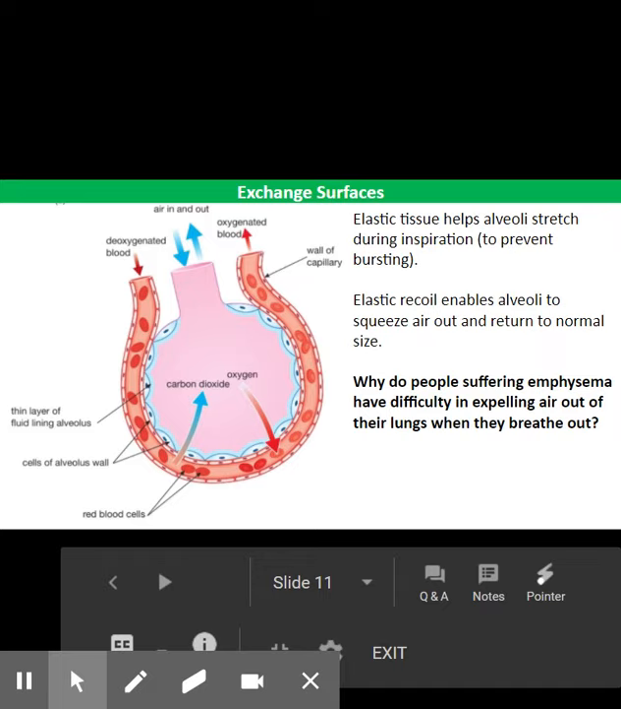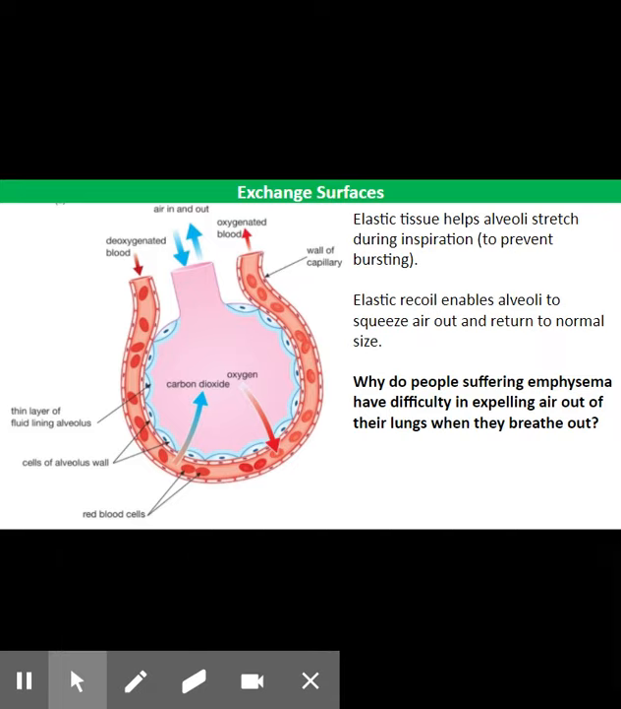Another question here. The question is, why do people suffering from emphysema have difficulty in expelling air out of their lungs when they breathe? Again, I'm going to give you a moment to think about this. Now, the reason is because the alveoli can't recoil due to the loss of elastic tissue in those suffering from emphysema. The elastic tissue is actually destroyed by phagocytes.